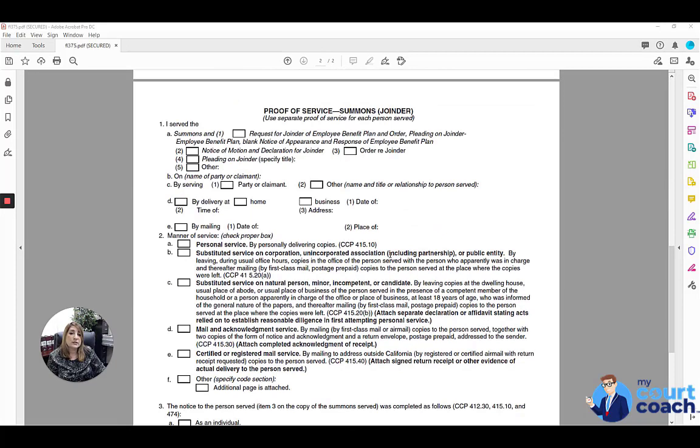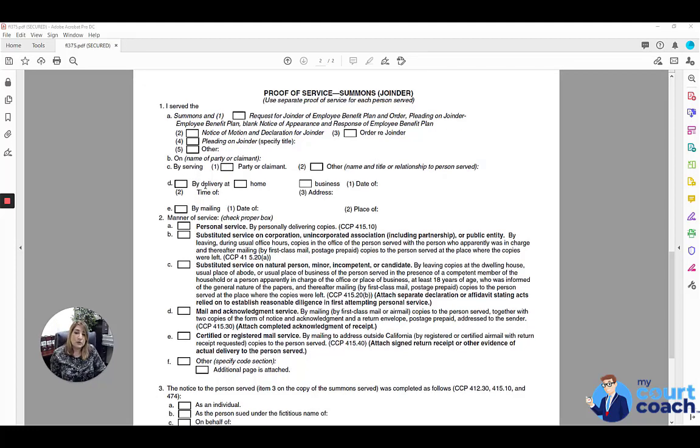Your process server is going to fill out the second page once the service of the summons has been done. Your process server needs to be someone that's 18 or above and not a party to the case. Item number 1, they're going to mark the boxes that identify the documents that were served. And again, what those documents are depends on the type of joinder that this is. And then 1B, they're going to list the name of the party that was served, and then how that service was done, whether it was on the party or claimant or if it was on someone else. And that really applies to perhaps substituted service, which we'll get into below.